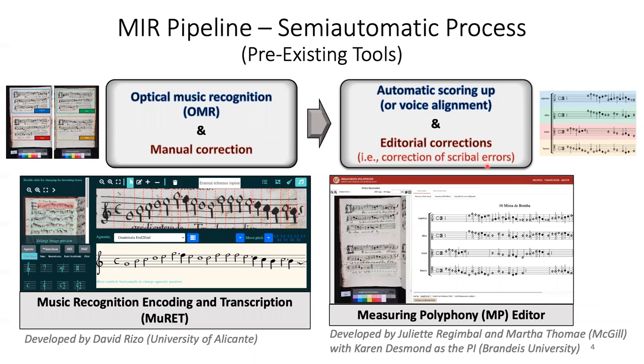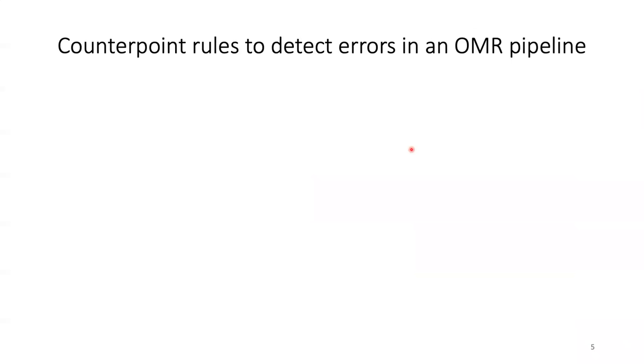scribe. Our research question is, while OMR frameworks like Moret are optimized for the manual correction of the results in this first step, can we also facilitate the correction of the scoring up results in this second step? Scholars have proposed the idea of using counterpoint rules to detect errors in an OMR pipeline before, but so far this idea hasn't been explored.